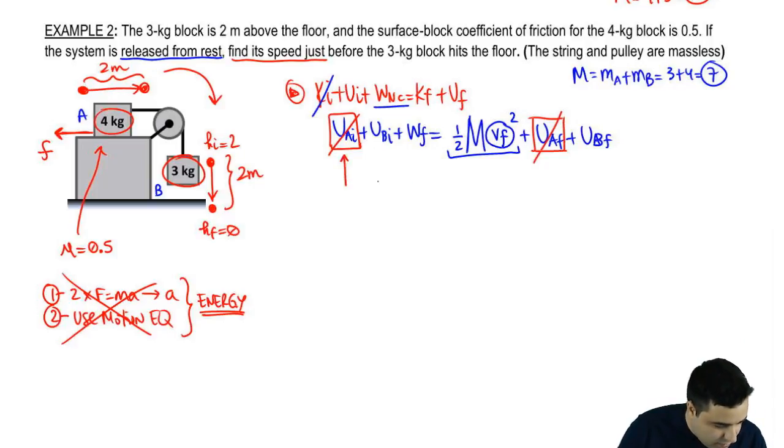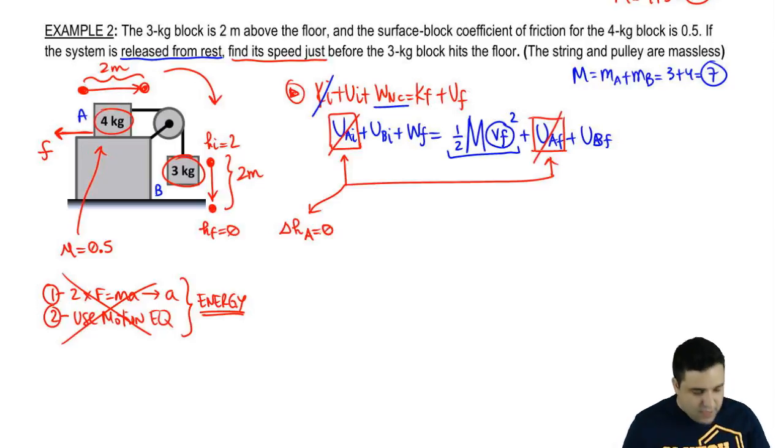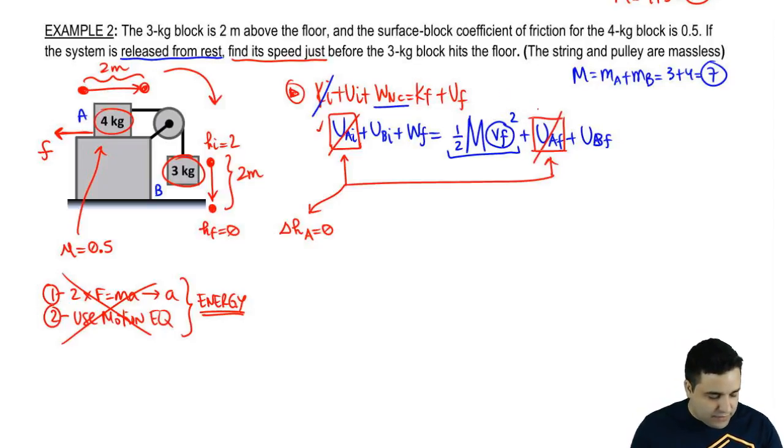So I want to do a little thing here, so you have it in your notes. The change in height for A is 0, therefore I can eliminate both potential energies. It doesn't matter what the potential energy is, it's going to be the same in both places, so we just get rid of it, make our lives simpler.